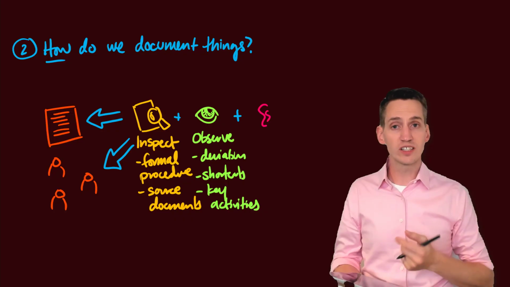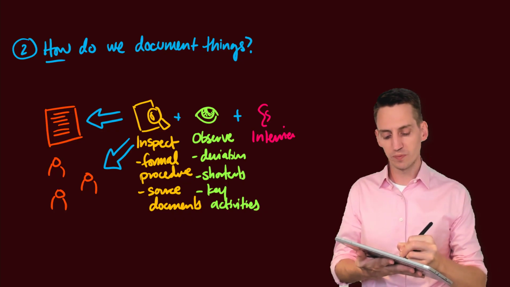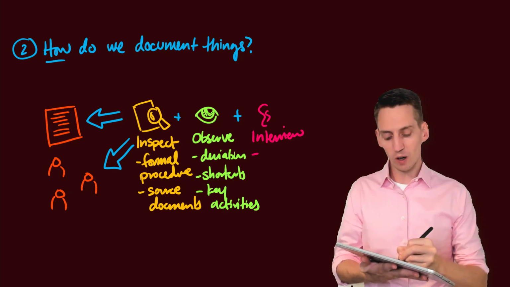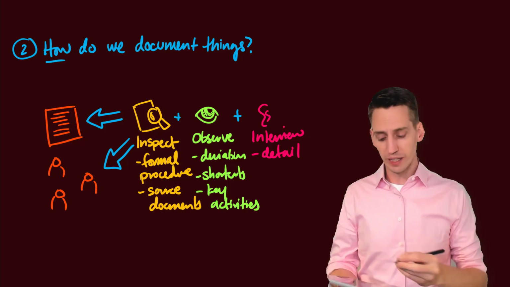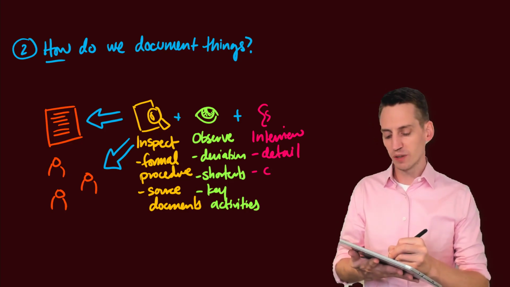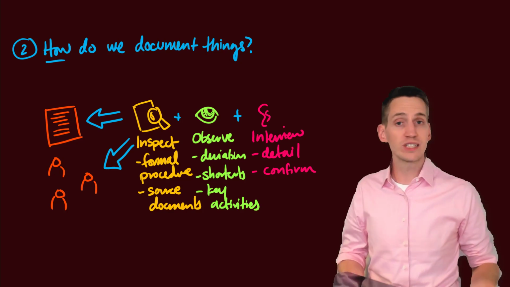In addition to inspection and observation, we can sit down with the employee and we can have an interview where we ask them about all of the details of their job. So we can see what the employee thinks that they should be doing. And we can use this to confirm whether they are following the procedures as they're written, or whether the procedures need to be updated.